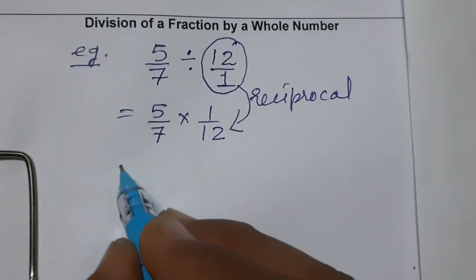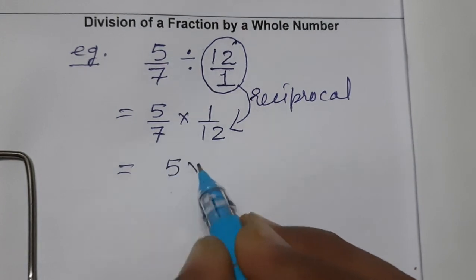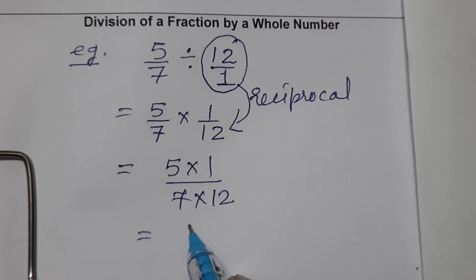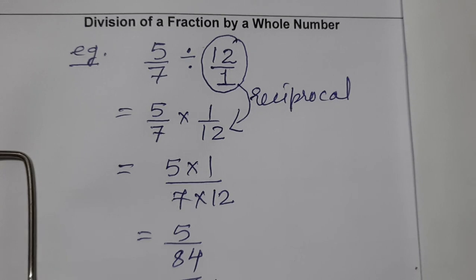Now simple multiplication, as we know, numerator with numerator and denominator with denominator. So 5 ones are 5 and 12 sevens are 84. This is the answer. So we can divide any fraction by a whole number in this way.